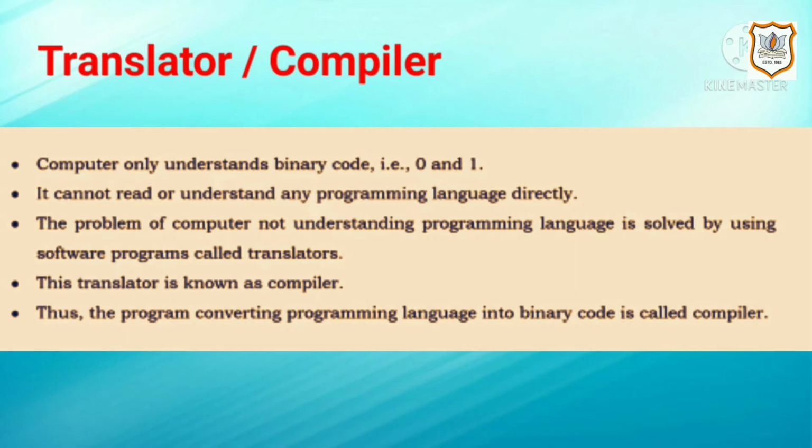Next topic is translator or compiler. Computer do not understand the language that we speak, neither does it understand the programming language. Computer can only understand binary code 0 and 1. The problem of computer not understanding programming language is solved by using software program called translators. This translator is known as compiler. Thus, the program converting programming language into binary code is called compiler.